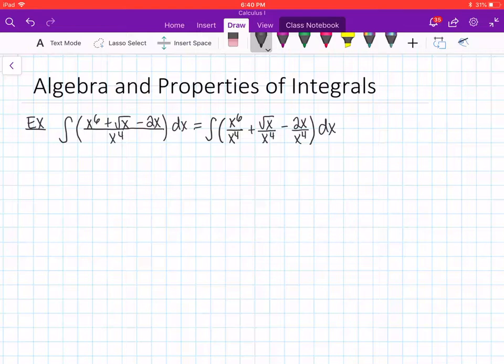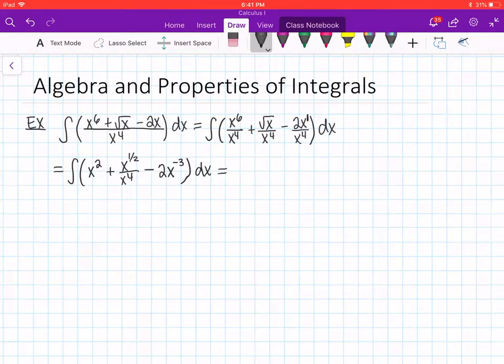Okay, so now we can simplify, and x to the 6th over x to the 4th simplifies to x squared, plus, let's write this next one as x to the 1/2 over x to the 4th, and then the next one we get 2, and then if you imagine there's a 1 up in the exponent, the base numbers are the same, so that's when you subtract. So you get 2x to the 1 minus 4, which is negative 3. And then we have dx.